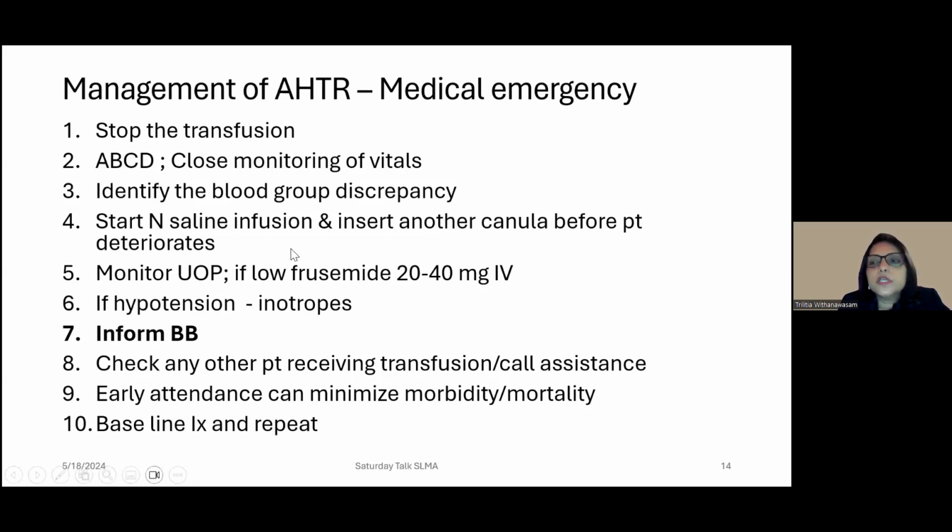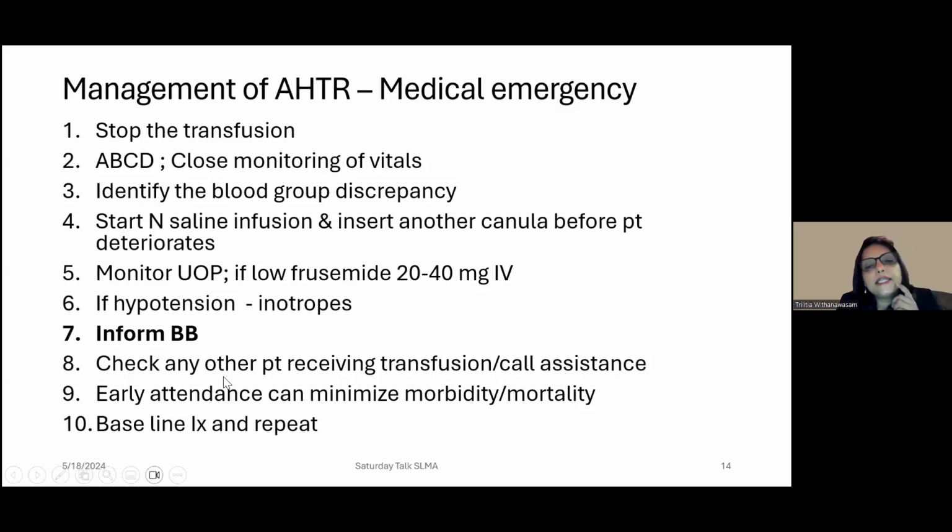The saline infusion may facilitate taking out all the incompatible red cells, antibody-coated red cells, and immune complexes from the body, and should facilitate the urine output. You have to monitor the output, and you can give furosemide doses as well. If the patient develops hypotension, you have to support with inotropes. And it's a good habit to inform the blood bank, because all our blood bank medical officers are trained and competency assessed. They know which product, what has happened, and what to do. Especially junior medical officers can get assistance from the blood bank.